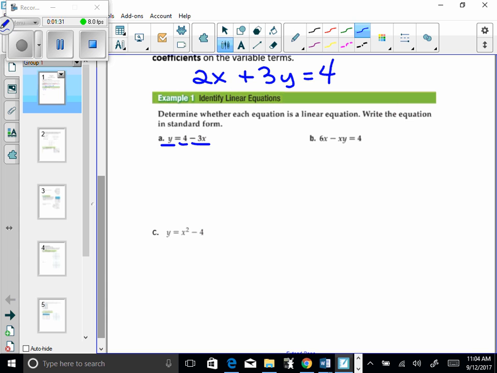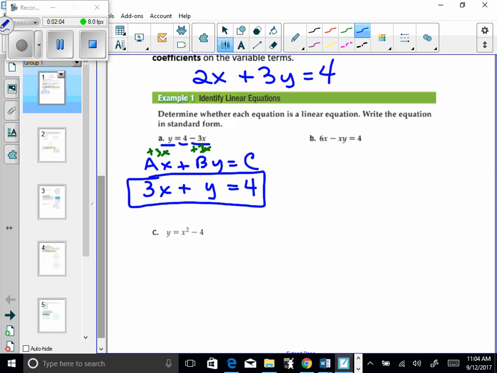So I'm going to say that that is a linear equation. And then I want to put it in standard form, which is ax plus by equals c. So I want the x's and the y's on the same side together. So I would add 3x to both sides to get them on the same side. And that would give me 3x plus y equals 4. And even though you don't see a b term, that's actually 1 there. So yes, it's linear, and here's my equation in standard form.